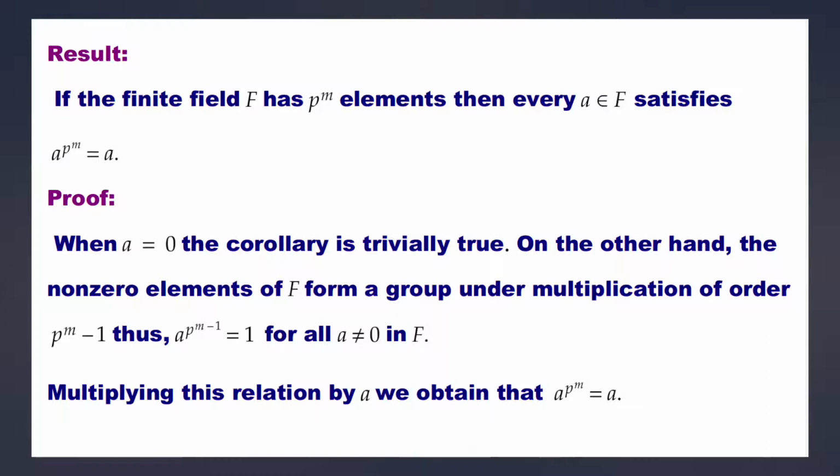Let's see one more result. If the finite field F has p power m elements, then every a belonging to F satisfies a power p power m is equal to a. Let's see the proof. When a is equal to 0, the corollary is trivially true. On the other hand, the non-zero elements of F form a group under multiplication of order p power m minus 1, that is, a power p power m minus 1 equals 1 for all a not equal to 0 in F. Multiplying this relation by a, we obtain that a power p power m equals a.